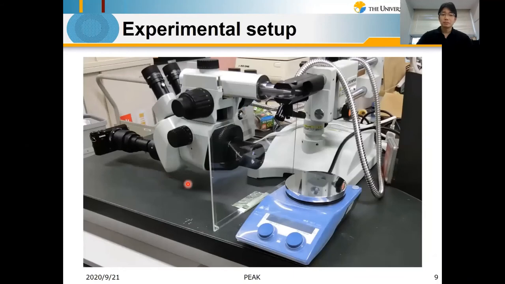This is a microscope. Normally, we watch substances from the top view like this using a microscope. But it was turned like this. If you see it the other way, we can observe substances horizontally. This is a hot plate, and this is a high-speed camera. Using a microscope, we observe the behavior of a water droplet on the surface of a hot plate.